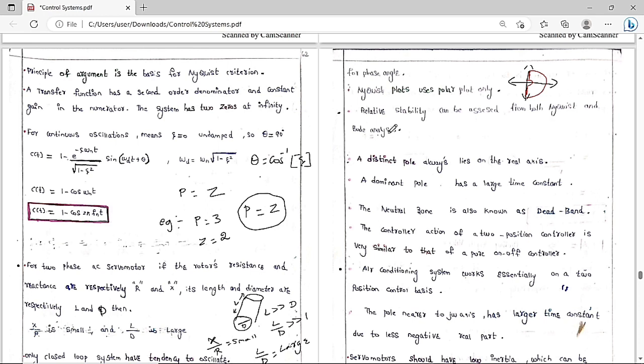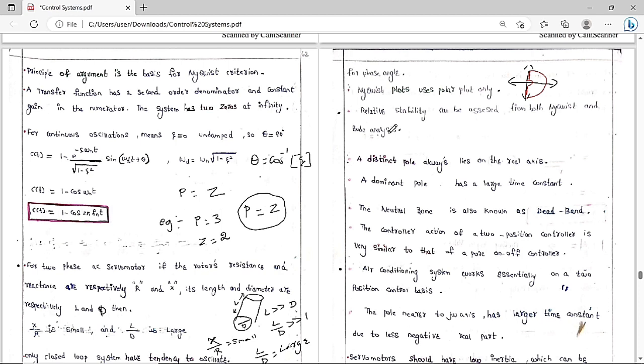That is called the dead band. The next point is that the controller action of a two-position controller is very similar to that of a pure on-off controller. Two position means we can say on or off. So two position means we have two positions. It is similar to that of an on-off controller.